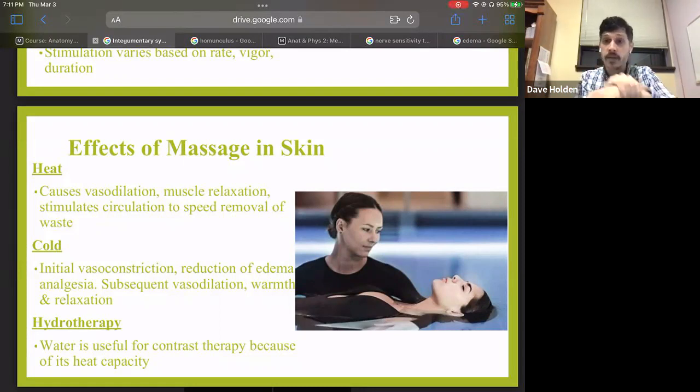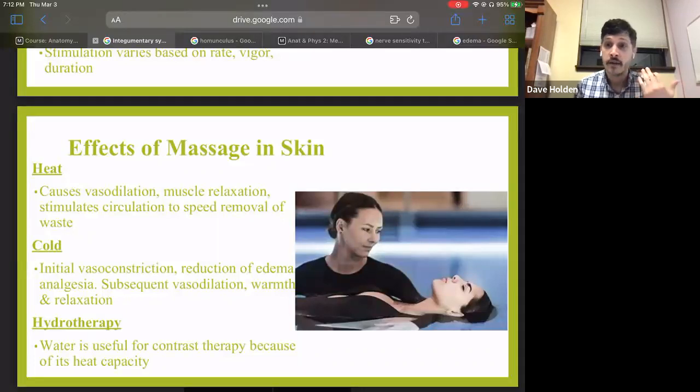Subsequently, you put the cold on, it's super cold, all your vessels constrict, edema goes away, pain goes away, and then you take the cold off. Blood vessels dilate, right? Subsequent vasodilation, because now we are pulling blood to re-warm that previously cooled area, warmth and relaxation at last. And hydrotherapy is very effective on the skin, probably most directly effective on the skin since it's in direct contact.